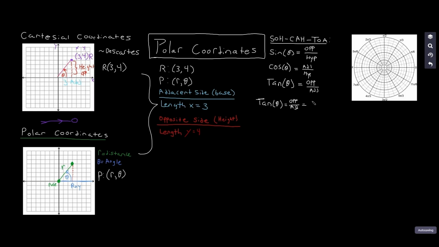We could say that this is y over x. So tangent is going to be 4 over 3. That's great. We have tangent of theta. But the problem is that we don't want tangent of theta. We want theta alone. We want to know what theta is equal to. We want to isolate theta. So to isolate angle theta, we have to take the inverse tangent, arctangent.